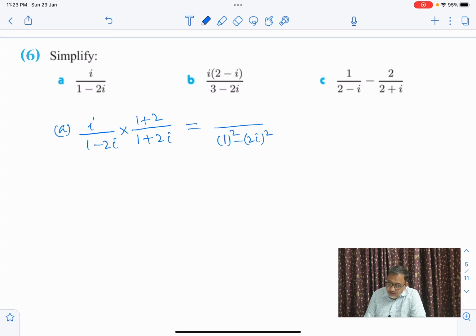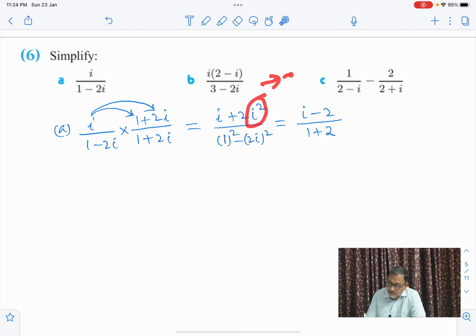And the numerator will be i into 1 plus 2i. Sorry, I forgot to write 1 plus 2i. So i into 1 is i, plus 2i into i square. Okay. I am multiplying this with this and I am multiplying this with this. So denominator will be 1 minus 2i square, and i square is minus 1. So therefore minus and minus plus 2. So 1 plus 2. Numerator will be i minus 2 because i square will be minus 1, isn't it? This i square will become minus 1.